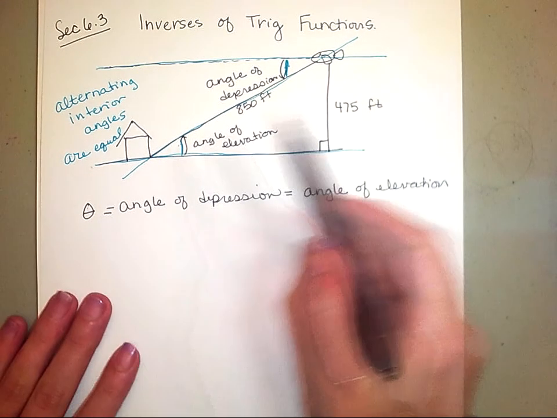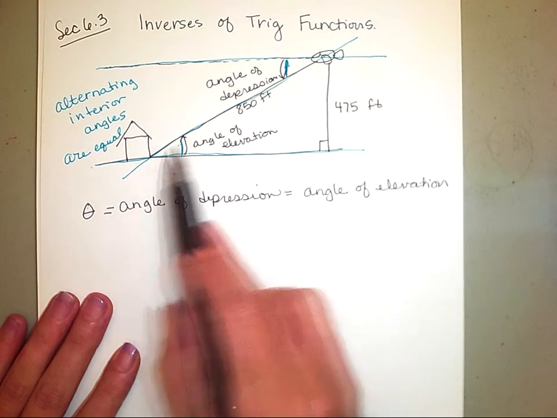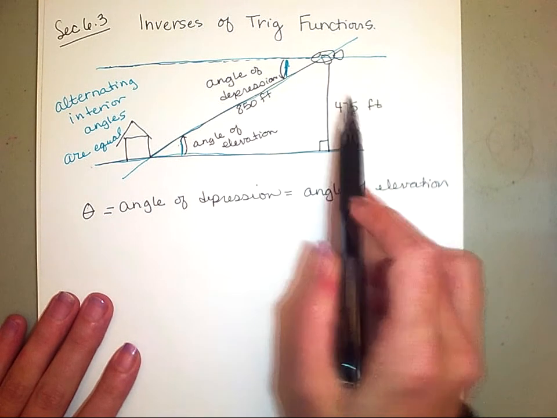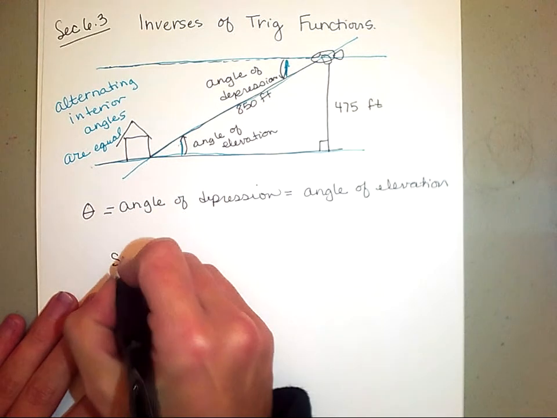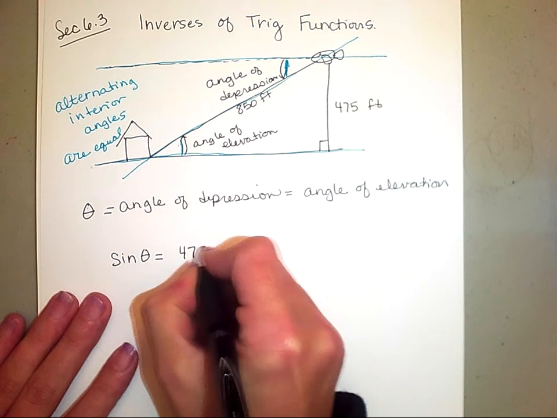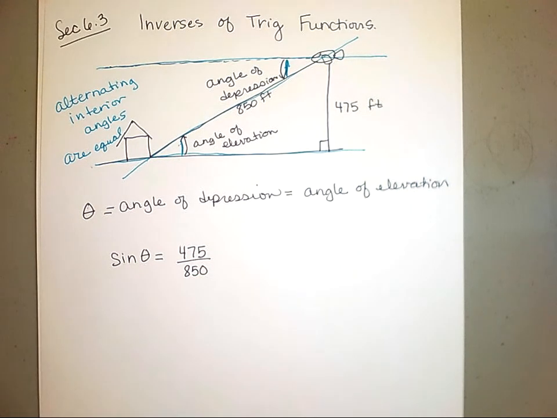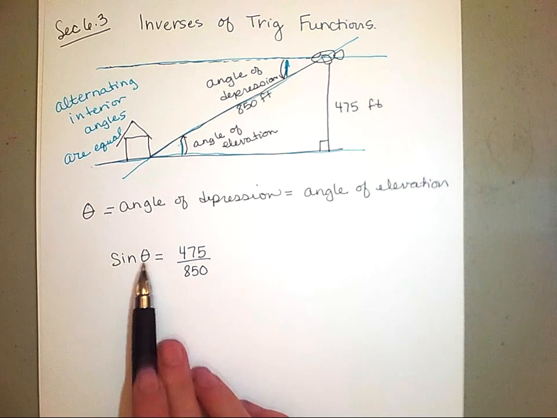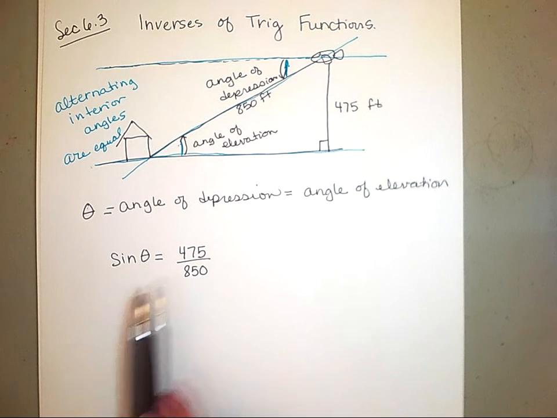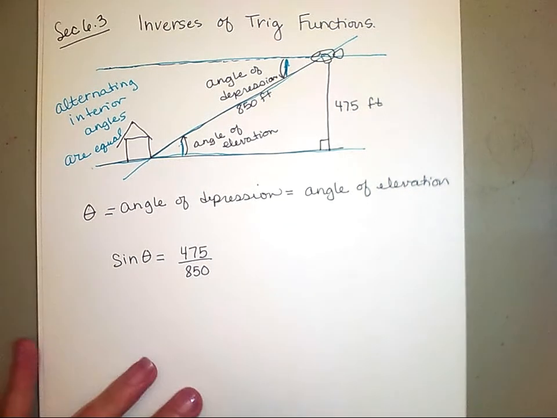Well, what do we know? Here's a right triangle. And we know that the opposite of this angle over the hypotenuse would be the sine of the angle. So we know that the sine of theta is equal to 475 over 850. We could reduce this. But that doesn't tell us anything about the angle itself. What it's telling us about is this ratio of the sine of the angle, the opposite over the hypotenuse.